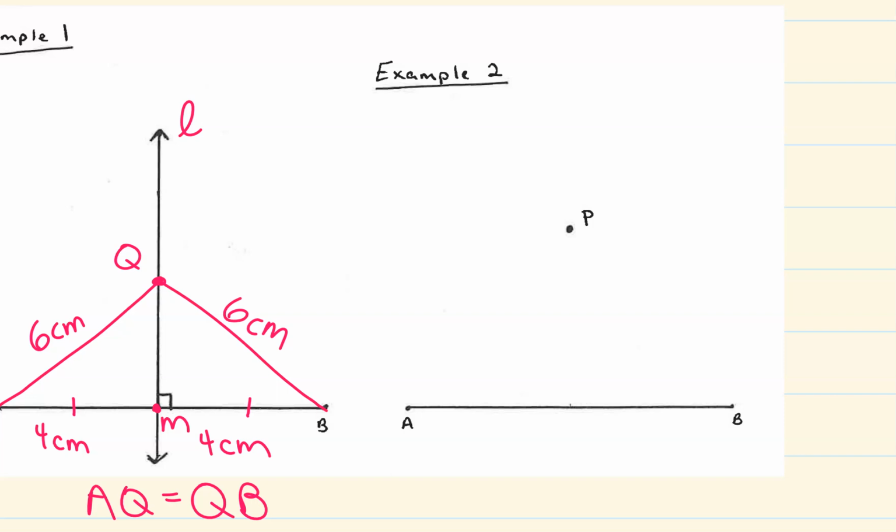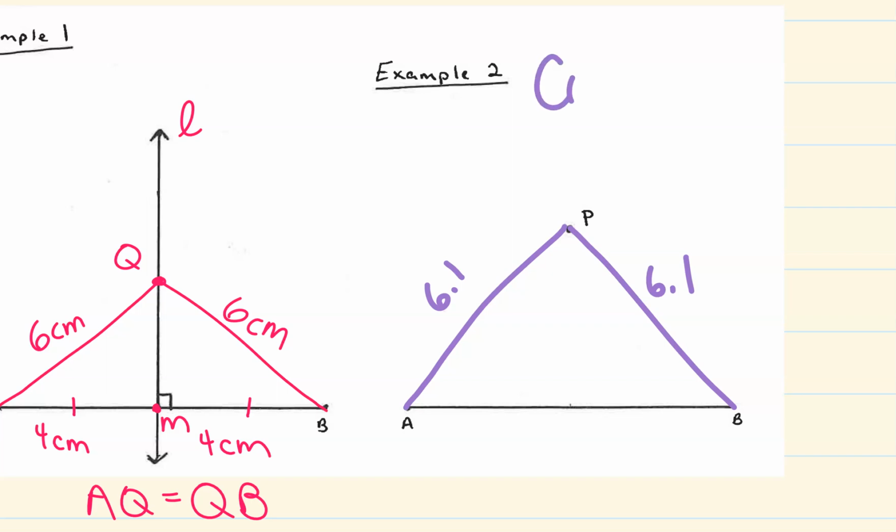6.1. Okay, we're gonna go with 6. It's 6.1. So if this is 6.1 and the other one's 6, then is P on the perpendicular bisector? Yes. If those two distances are the same, then we know that P is on the perpendicular bisector. That's what this is illustrating, the converse of the perpendicular bisector theorem.